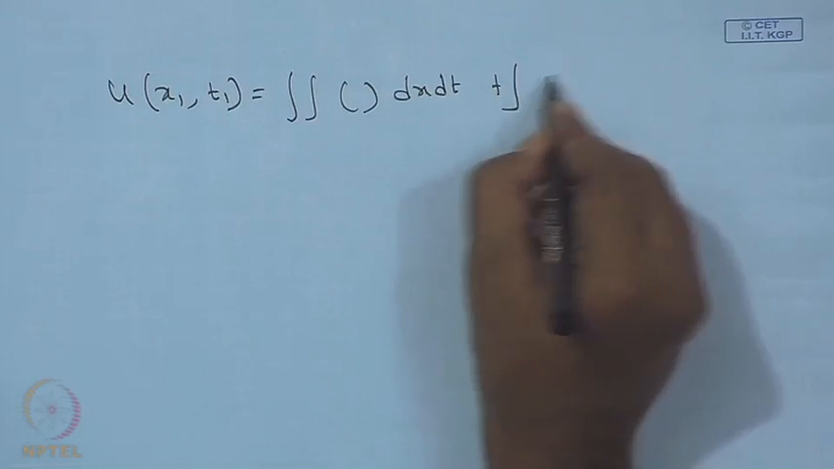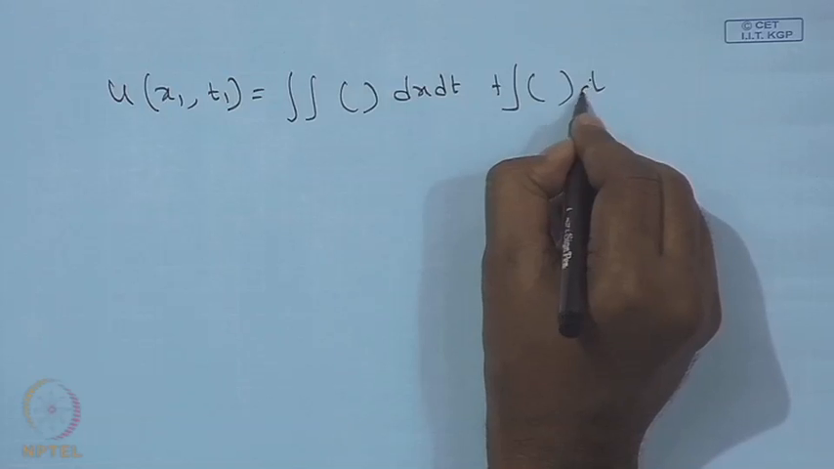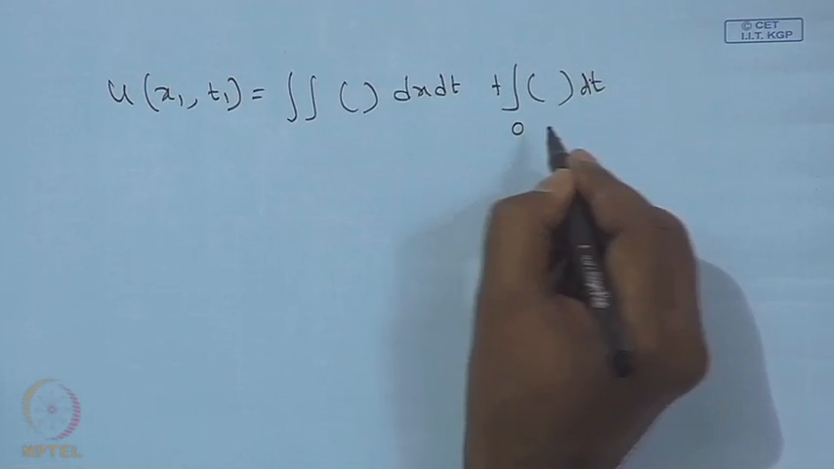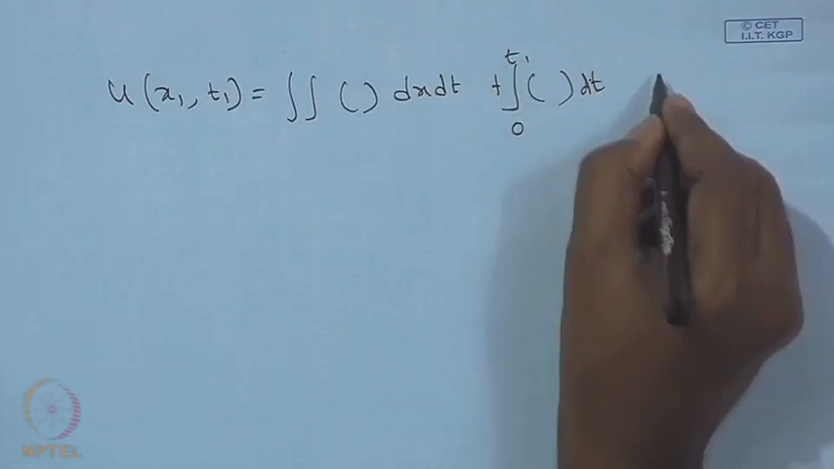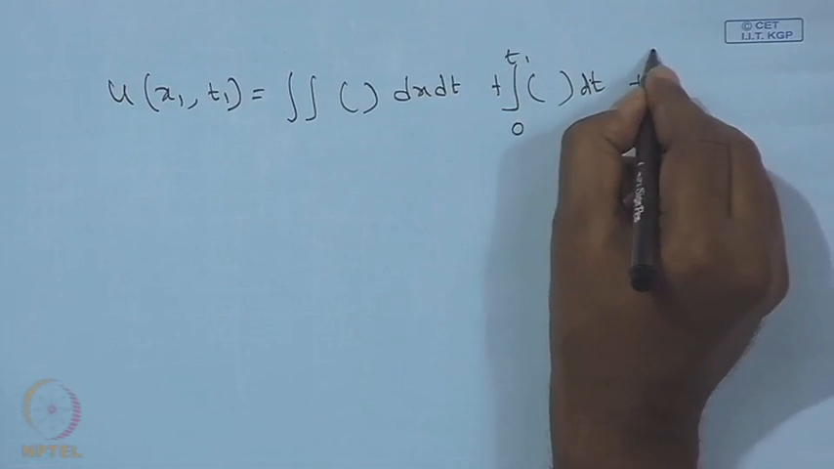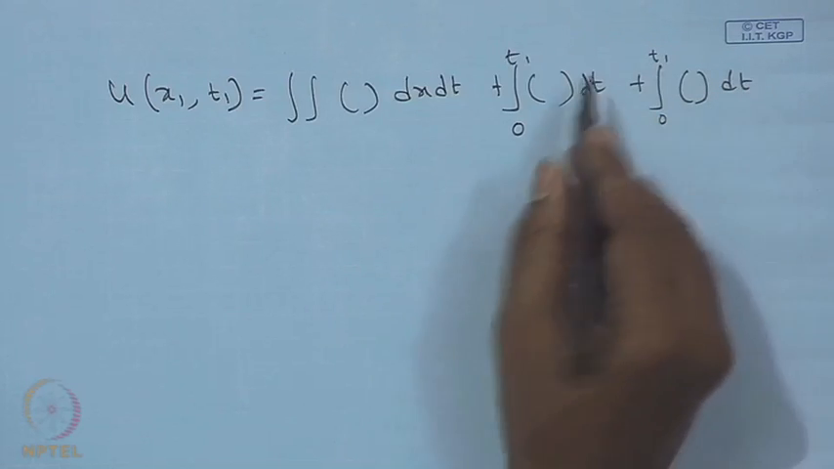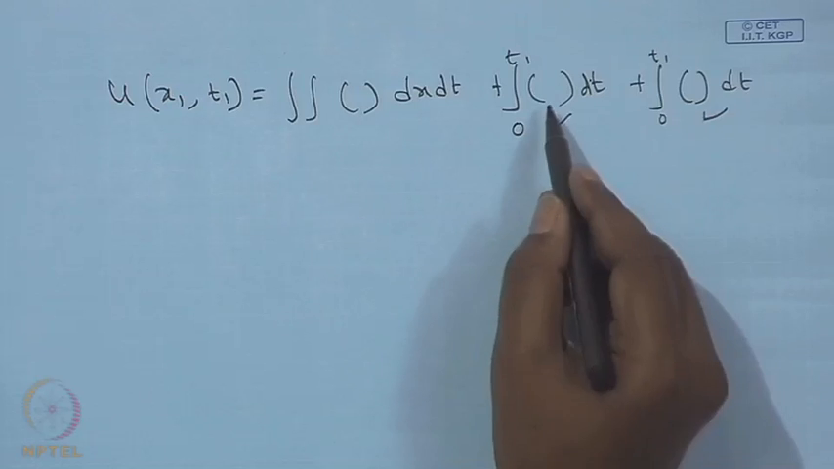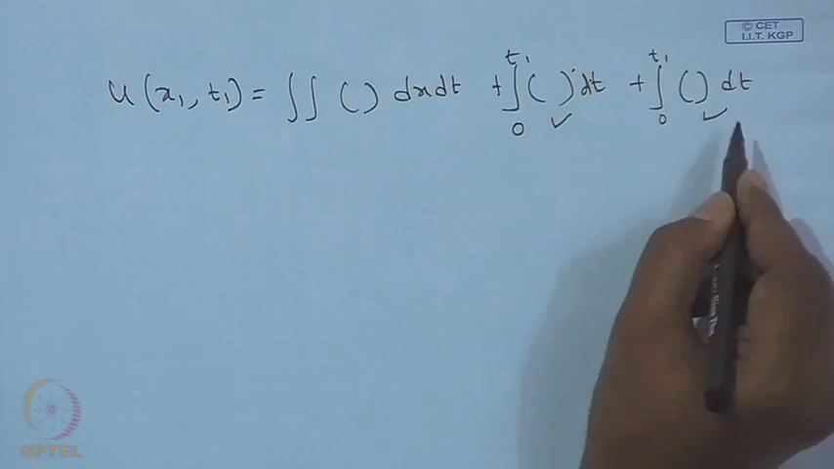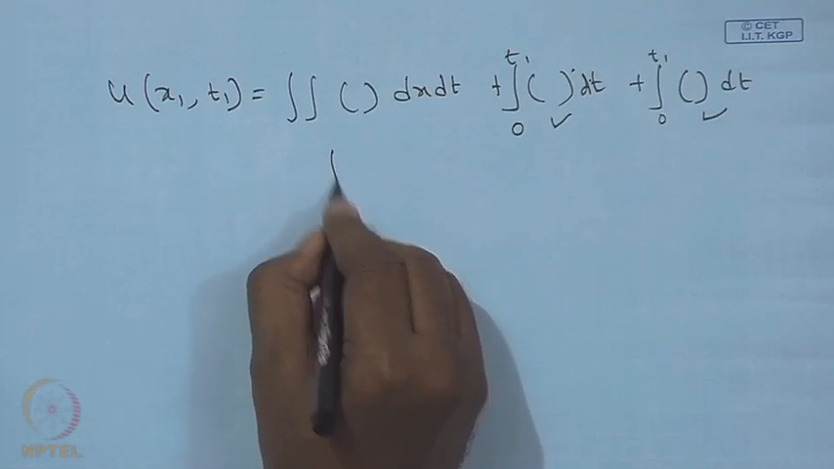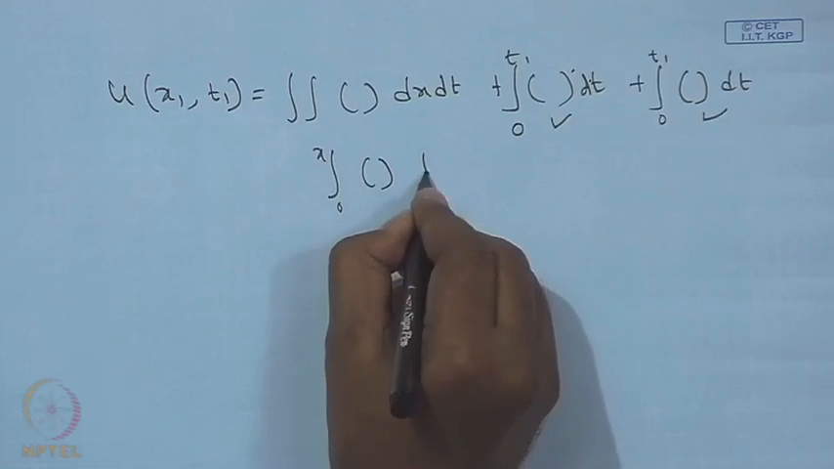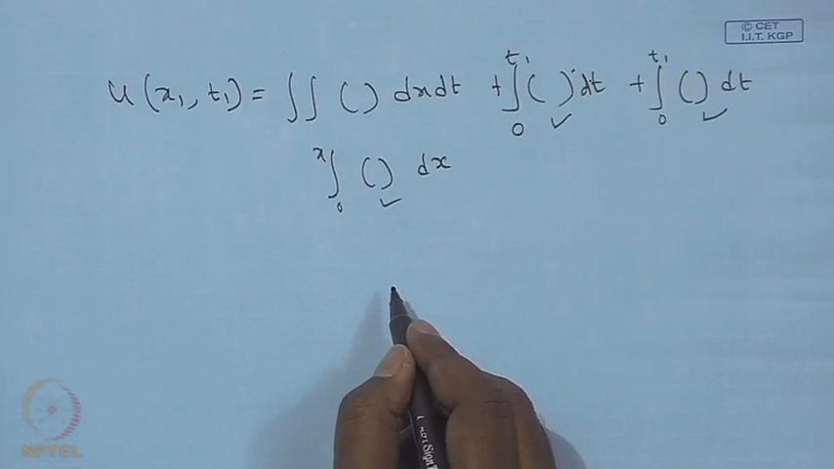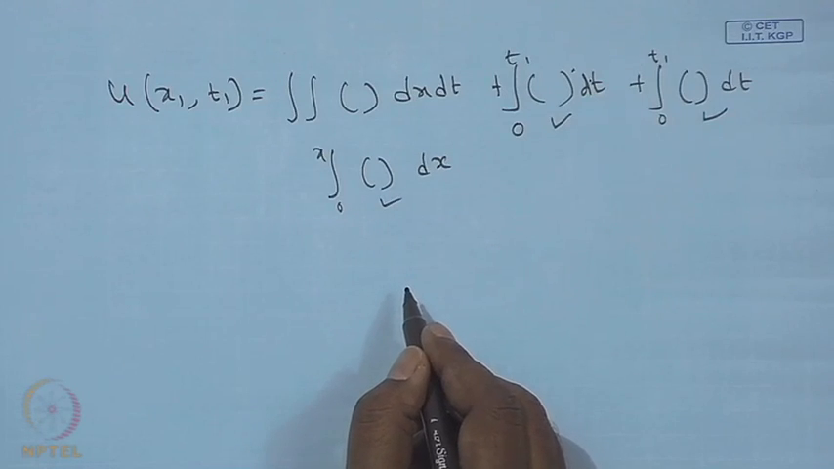These 4 terms will be corresponding to the volume integral or the non-homogeneous term in the governing equation. There will be 1 term over t, from 0 to t1, and another term over t, from 0 to T1, dt. These two terms correspond to the two non-homogeneous terms present in the boundary conditions at x equal to 0 and at x equal to 1, and then we will be having one term over x, something multiplied by dx, and this term corresponds to the non-homogeneous initial condition of the original problem.